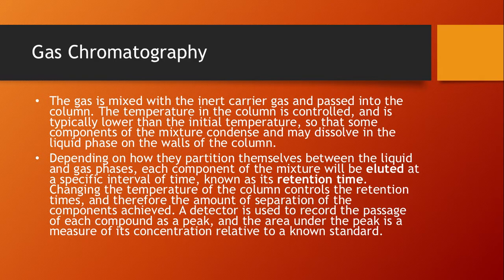Changing the temperature of the column controls the retention times and therefore the amount of separation of the components achieved. A detector is used to record the passage of each compound as a peak and the area under the peak is a measure of its concentration relative to a known standard.